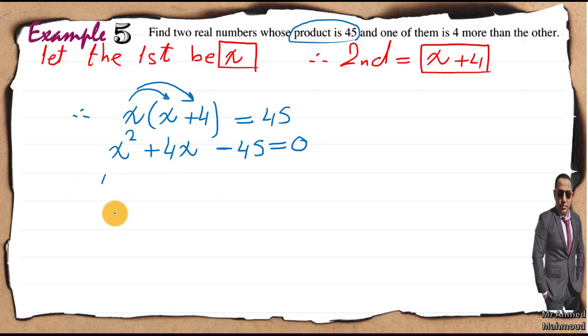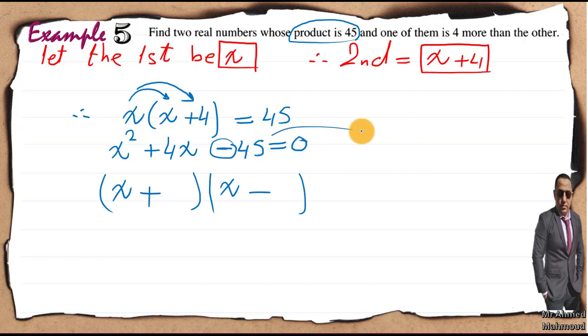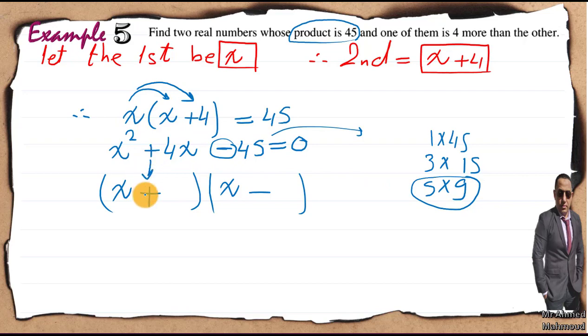Now I have, as you see here, a trinomial, so I'm going to factorize. Here I don't have a common factor, so I'm going to write x here and x here. This sign is minus, so I'm going to write two different signs, plus minus or minus plus. 45: 1 times 45, 3 times 15, 5 times 9. Okay, I need two factors. The difference between them is 4. They are 5 and 9, but 9 goes with the middle sign. The middle is positive, so 9 here and 5 here equals 0.